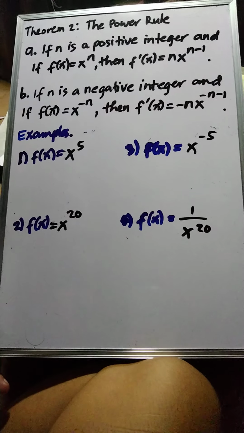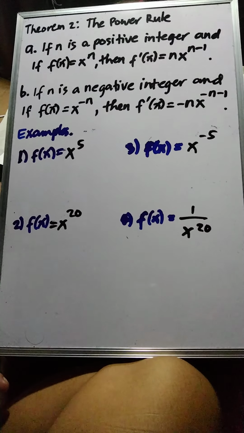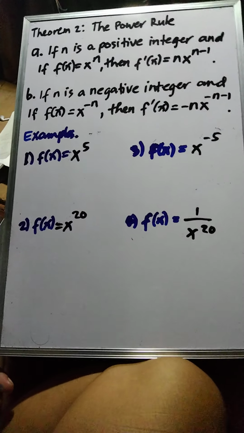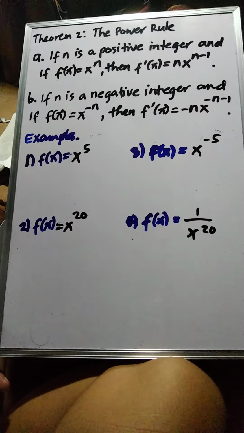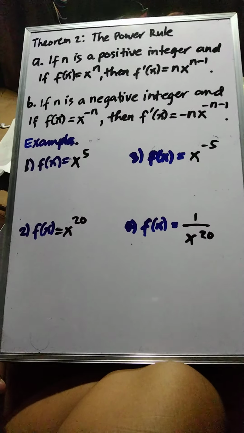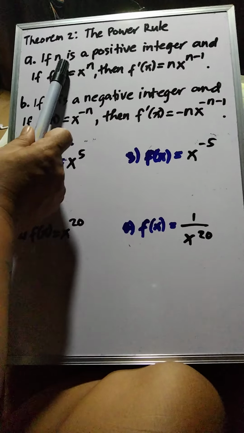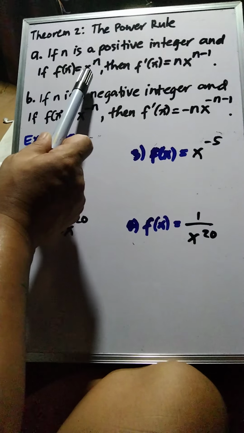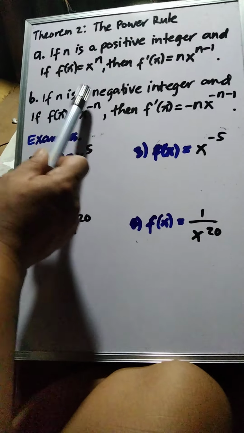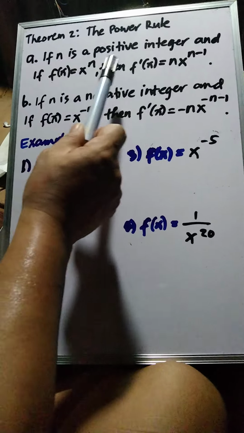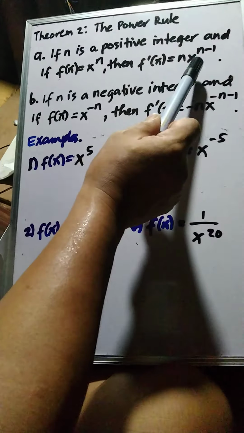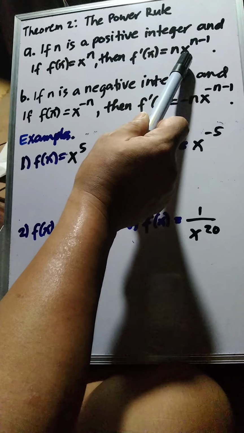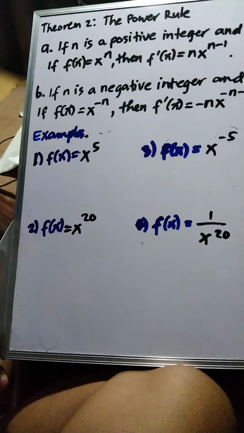Okay. So now let us move on to the power rule, theorem number 2. It has two conditions. Letter A, it says here that if n is a positive integer and if f of x is equal to x to the power of n, then the derivative of f of x is simply equal to n times x to the power of n minus 1.